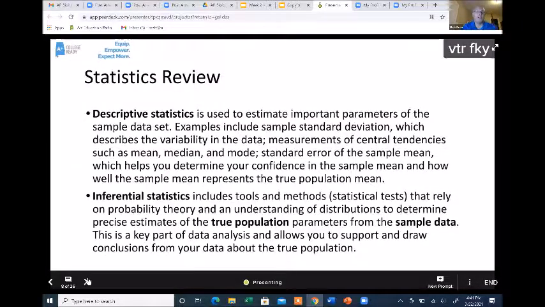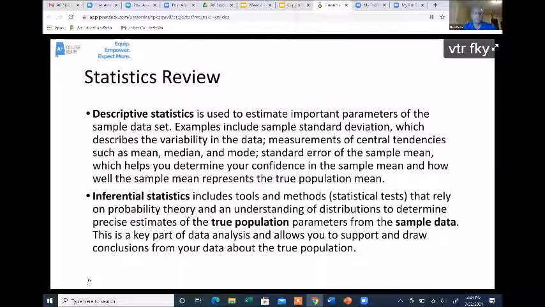And we really talk about two kinds of statistics when we're dealing with data analysis. Descriptive statistics tell us some important characteristics of our data. When we're talking about descriptive statistics, we might be talking about things like the mean, the median, and the mode. Those tell us the central tendencies. What's the middle of this data? We might look at standard deviation.